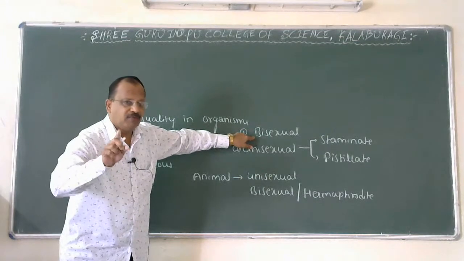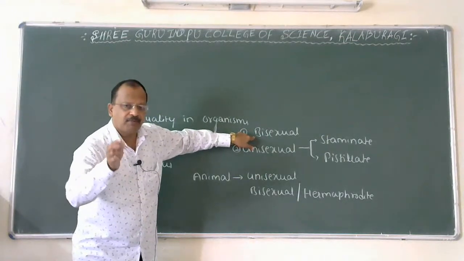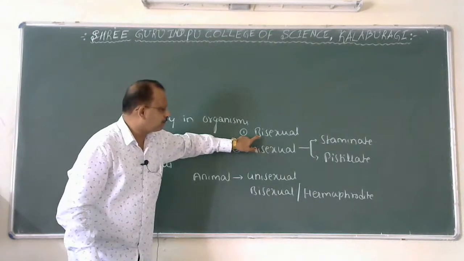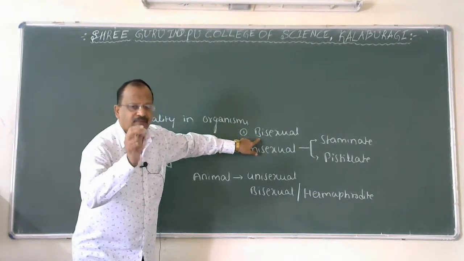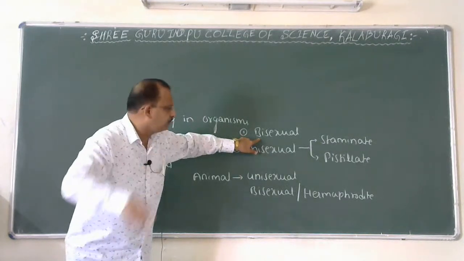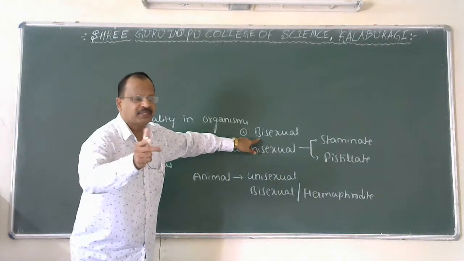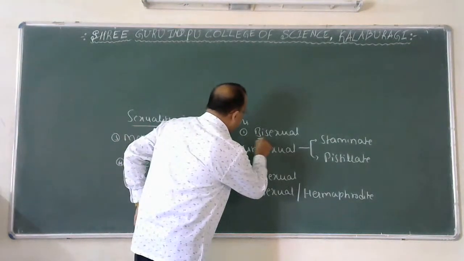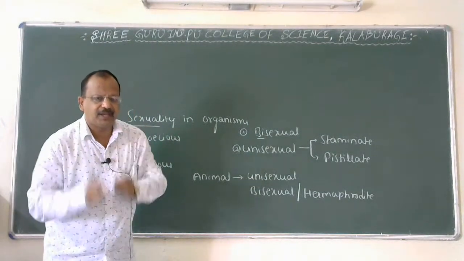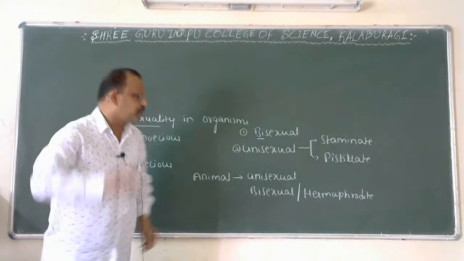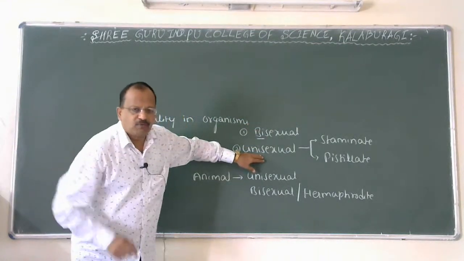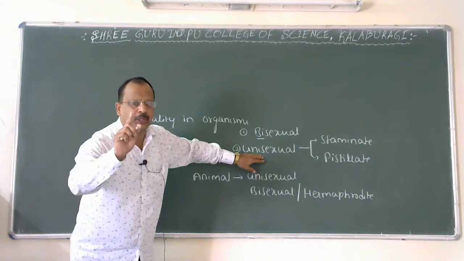When the flower is having both androecium and gynoecium, then it is called a bisexual flower. Bi means two. When the flower possesses both androecium and gynoecium, then the flower is described as bisexual. Unisexual: the flower is having only one essential whorl.